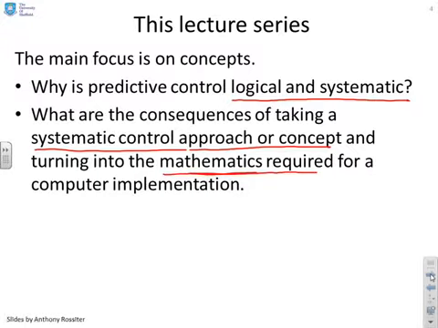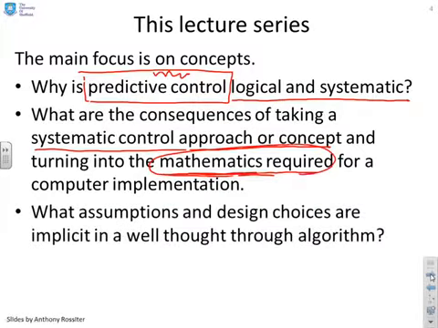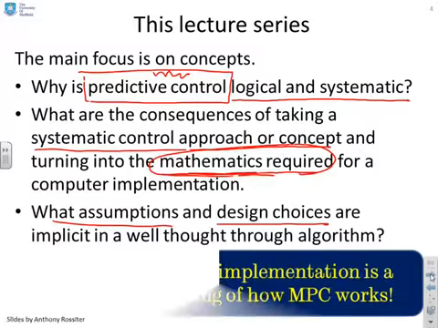So what we're saying is you've got certain concepts, a certain way of thinking and approach to problem solving, and that is predictive control. But what you haven't necessarily got is specifically the mathematics or the code for putting that on a computer, because the mathematics and the code may vary depending upon the concept. And so if you understand what predictive control is, you should be able to do the mathematics fairly easily. You want to know things like what assumptions or design choices are implicit in a well thought through algorithm.